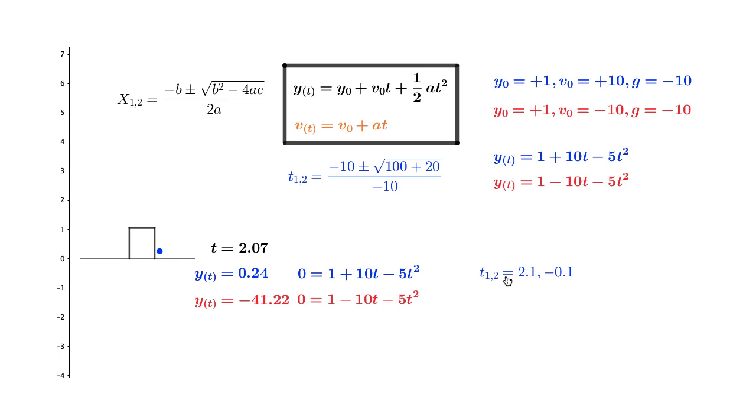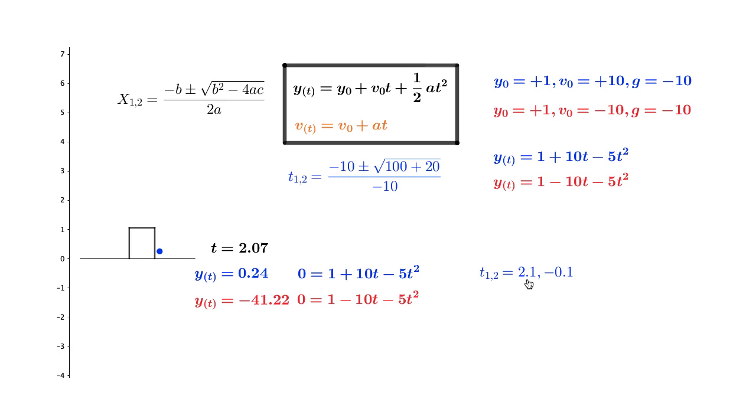Since we're talking about time, we're only going to use the time with the plus sign. We're not going to include the time with the minus sign because that doesn't make sense. The initial moment in time is t equals 0, meaning that any time before that is irrelevant. So the blue ball hits the ground at time t equals 2.1 seconds. Now let's find when the red ball hits the ground.